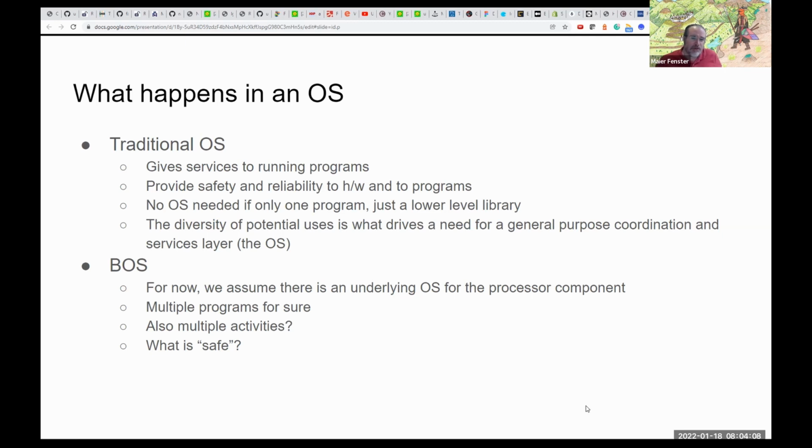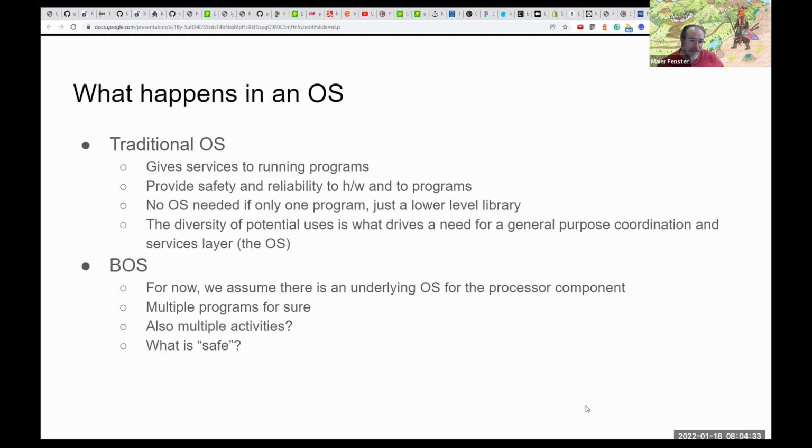So, what does a regular operating system do? First of all, it gives services to running programs. It provides safety and reliability to the hardware and to the programs. If you only have one program running, you don't really need an operating system. You just need a set of low-level routines.